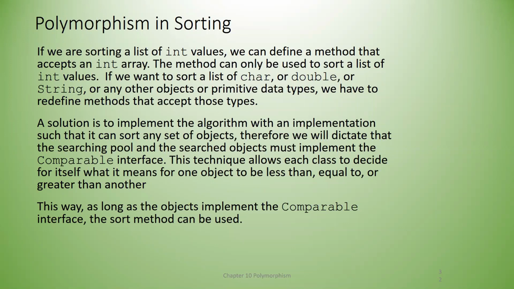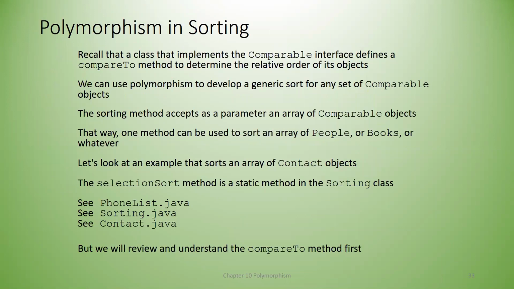So a solution is, okay, let's just define this method, and we will dictate that the method only accepts comparable objects. Okay, so that means if you want to use me to sort your stuff, it must be able to be compared with one another. If not, I cannot sort you. So if you want to be sorted, you have to implement the comparable interface. That's what this is saying, okay?